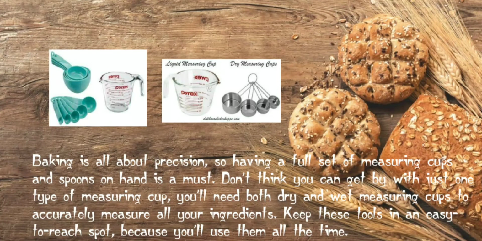Measuring cups and spoons. Baking is all about precision, so having a full set of measuring cups and spoons on hand is a must. But don't think you can get by with just one type of measuring cup. You will need both dry and wet measuring cups to accurately measure all your ingredients. Keep these tools in an easy to reach spot because you will use them all the time.